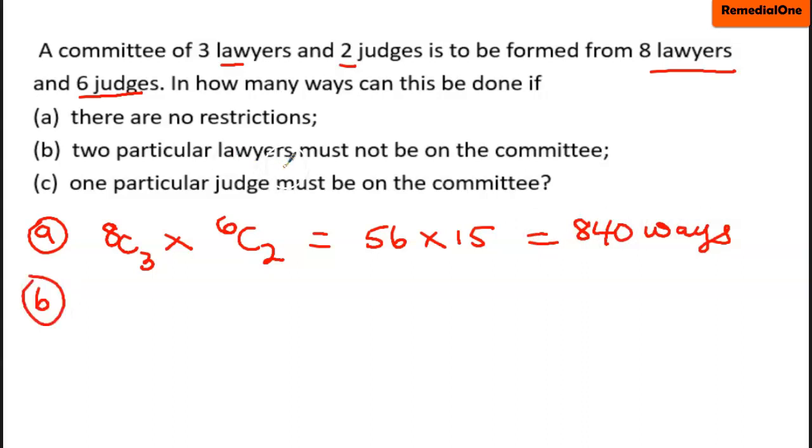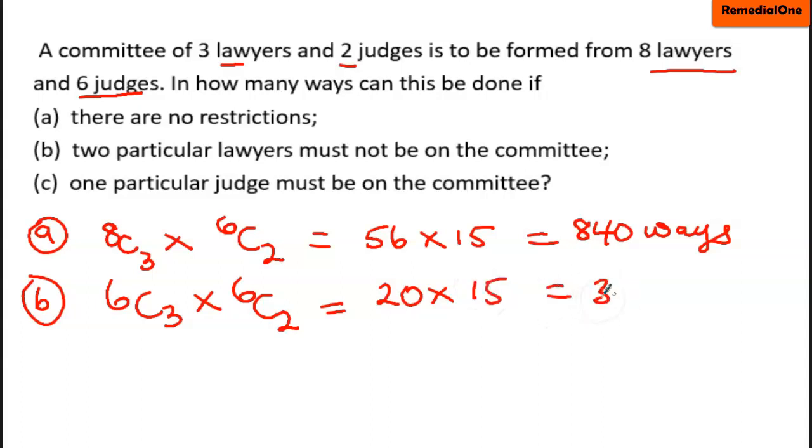The B part. 2 particular lawyers must not be on the committee. So what it means is that you need to take the 2 lawyers aside. You take them aside, it will be left with 6 lawyers, and we are going to choose 3 of them. And then the judges too, we have 6 judges and we are choosing 2, so it will not change. So 6 combination 3 is 20, times 6 combination 2, 15. So we are going to have 300 ways.